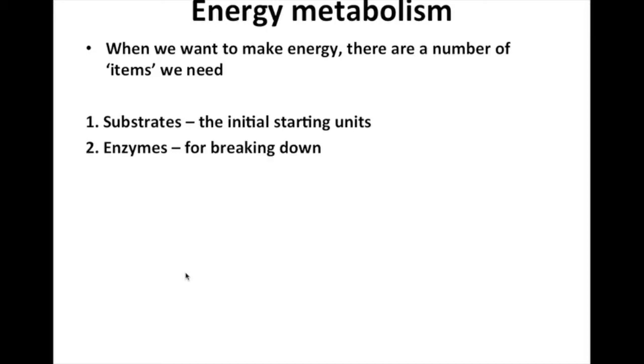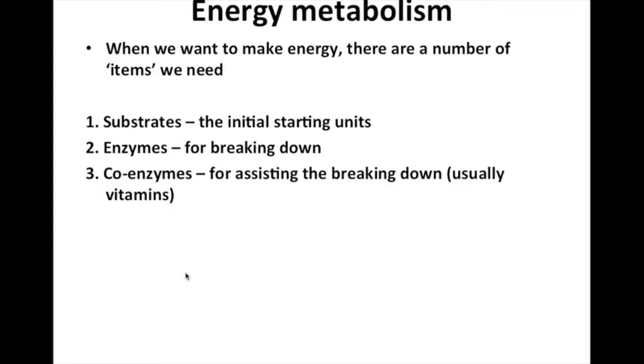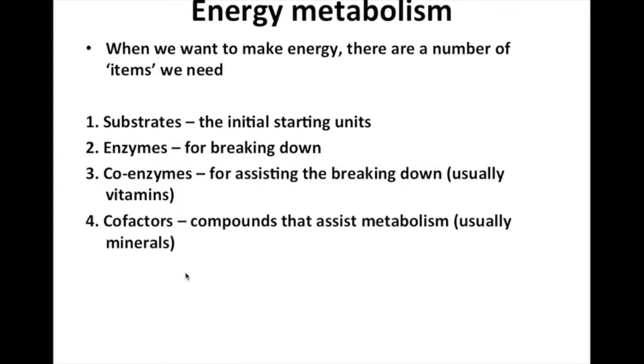We need to break those down then, and for that we need enzymes. So enzymes act on our food as it progresses through the digestive system. We also need coenzymes then. So coenzymes help the enzymes to do their work, and these are usually vitamins, and particularly for our energy we use B vitamins. We also have things called cofactors, and these are compounds that help this general process to happen, and they're usually minerals. So we need to eat our macronutrients to give us energy, but also we need to eat our vitamins and minerals, the micronutrients, to help us get the energy from the macronutrients.